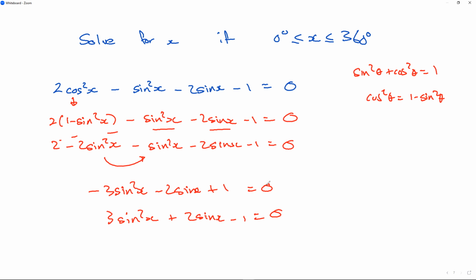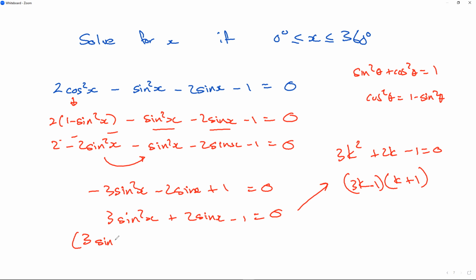Can I factorize this on a normal day? Let's think about it. Let's suppose I got 3k squared plus 2k minus 1 equals 0, and I want to factorize this. I could put 3k and k over there, and I could put 1 and 1, and I've got a positive 3 and negative 1. So yeah, that looks like the factored form of that. That's going to be 3 sine x minus 1 and sine x plus 1 is equal to 0.